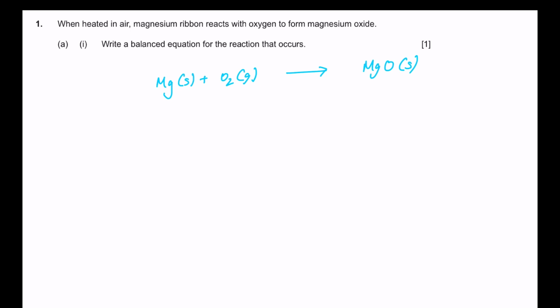In order to balance it, let's balance the oxygen first. Our oxygen is balanced. Now let's balance the magnesium. And that's it. That's the final answer to this question. Moving on to the next one.